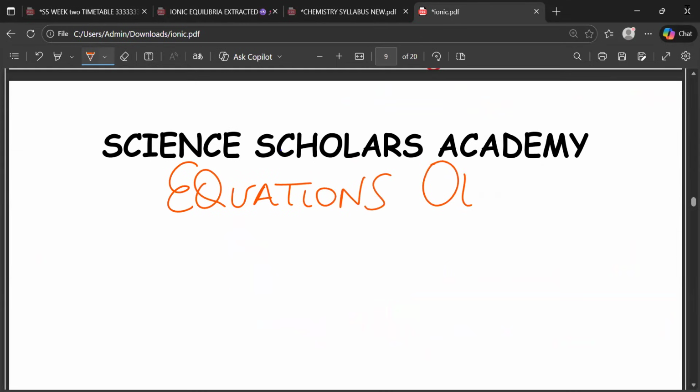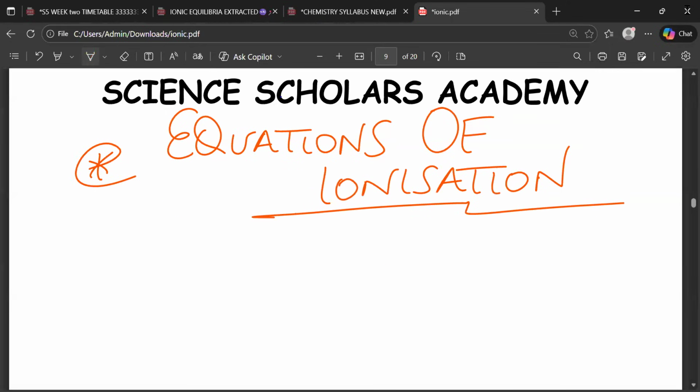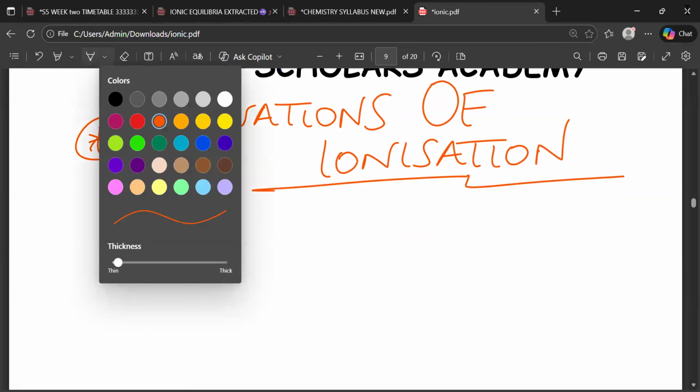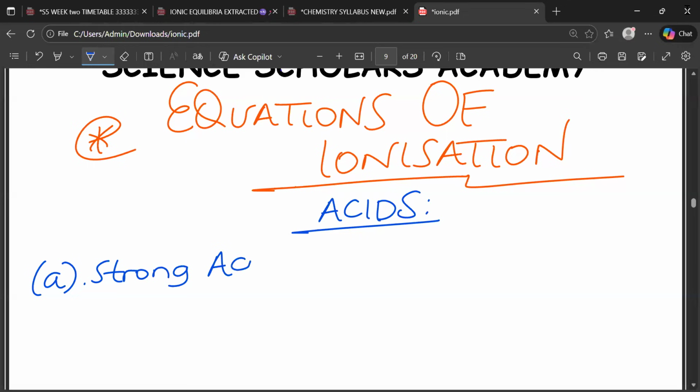Equations of ionization. And we are going to begin with acids. Then the first one, strong acids, just equations.